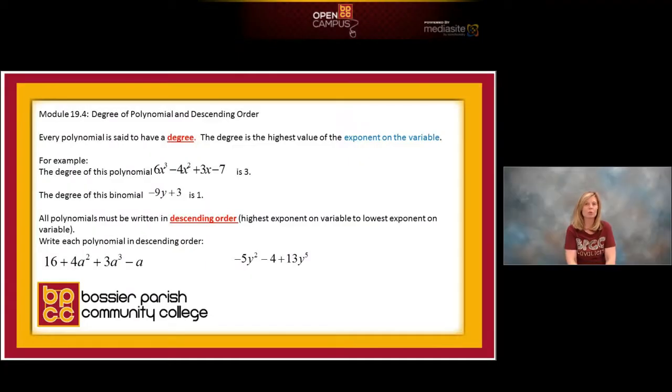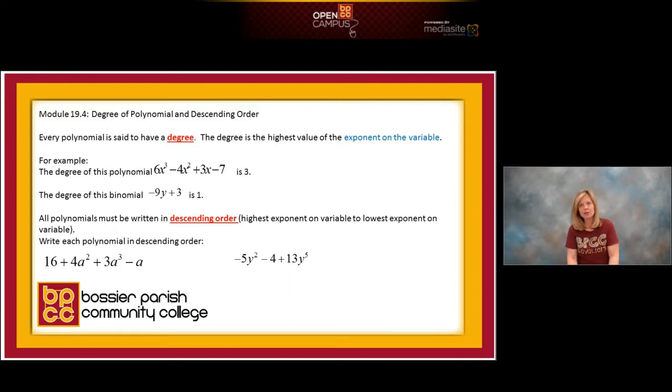We are now in Module 1.4, and our vocabulary words for today are degree and descending order. So let's talk about degree first. Every polynomial is said to have a degree. The word degree means the value of the biggest or highest exponent on the variable.